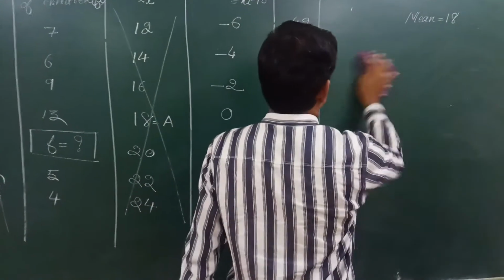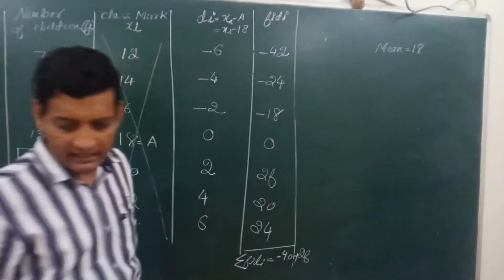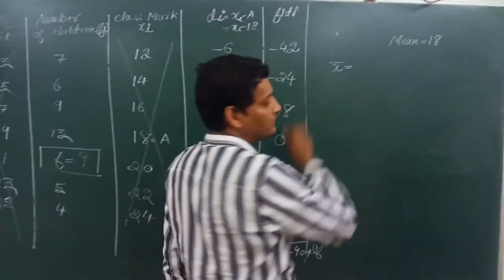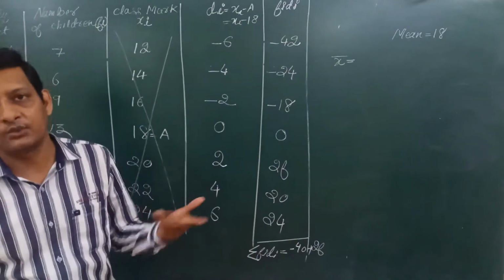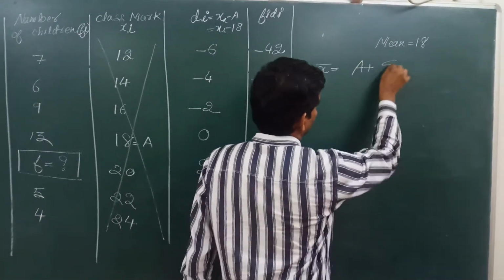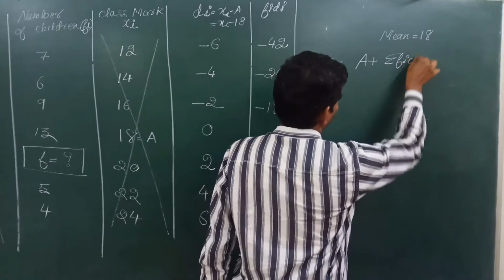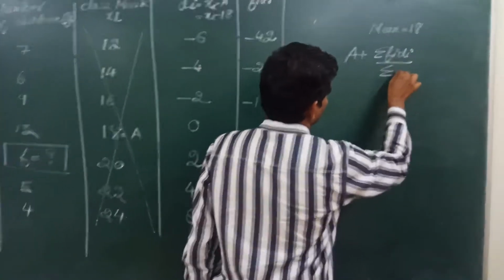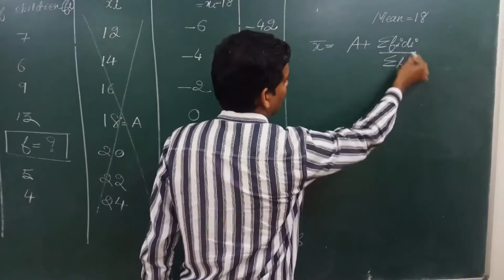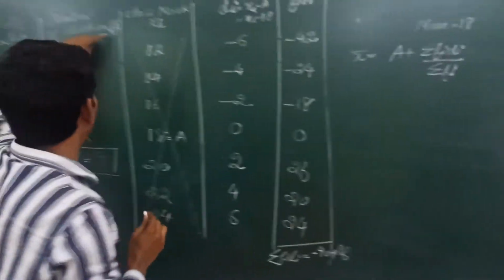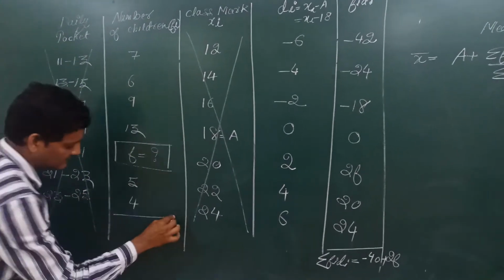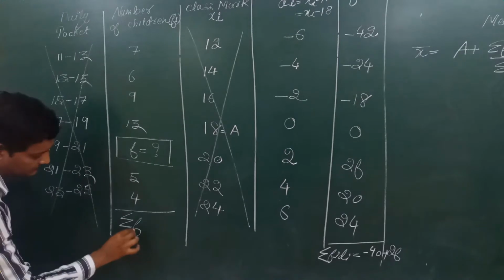अब मेरे शेर बच्चों आगे चलते हैं. आप फॉर्मूला लिखते हैं. फॉर्मूला मालूम है x bar equal to. Come on, बोलिए what is the formula of x bar using assumed mean method. Capital A plus sigma f_i d_i by sigma f_i. Sigma f_i means go to f_i column, this is f_i column, add all the observations, you will get sigma f_i.